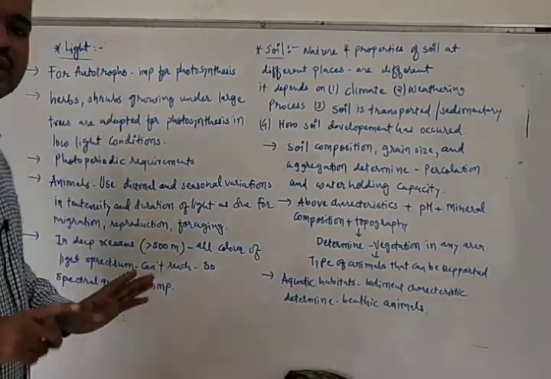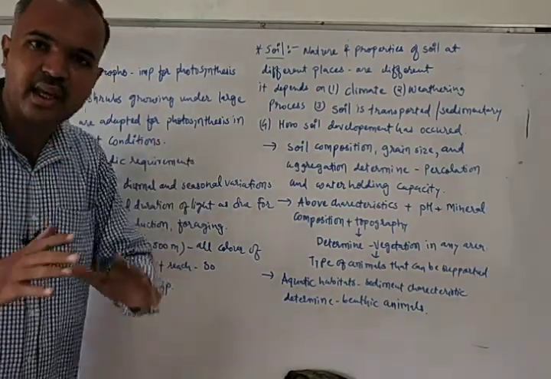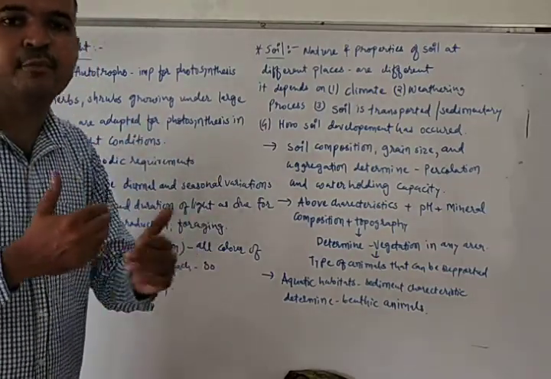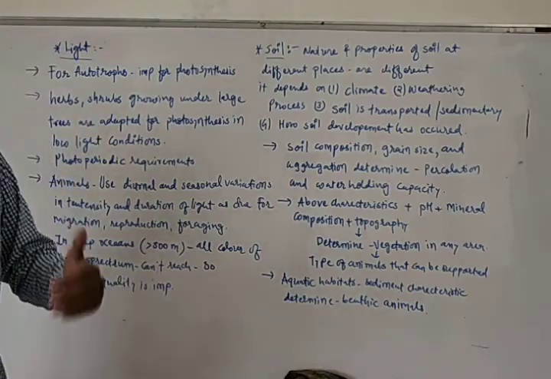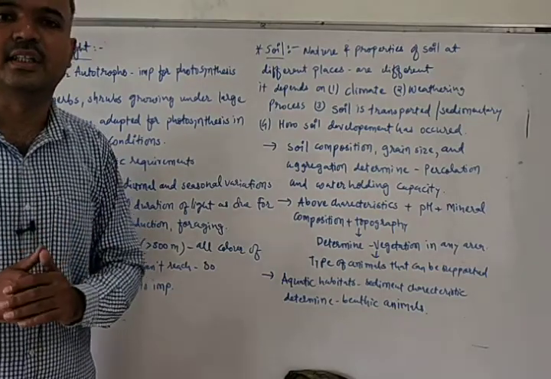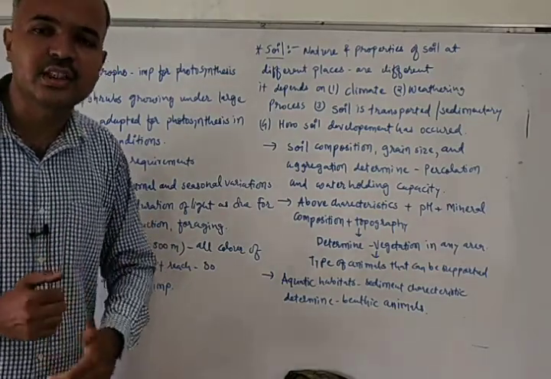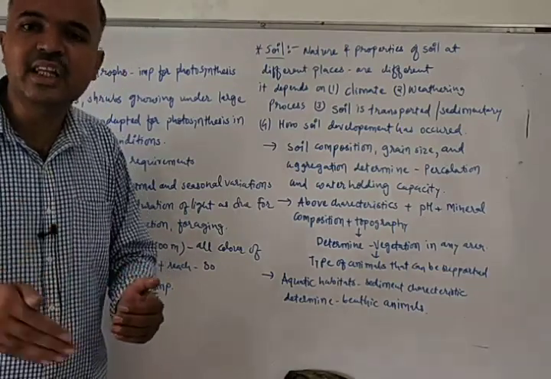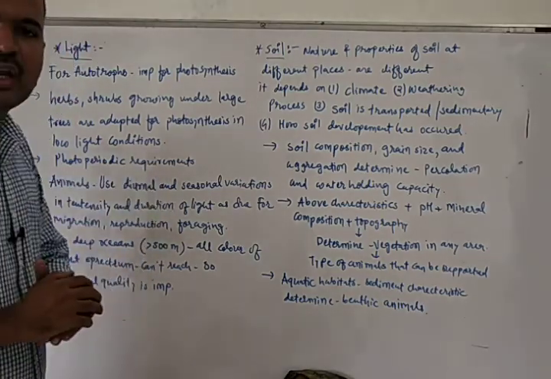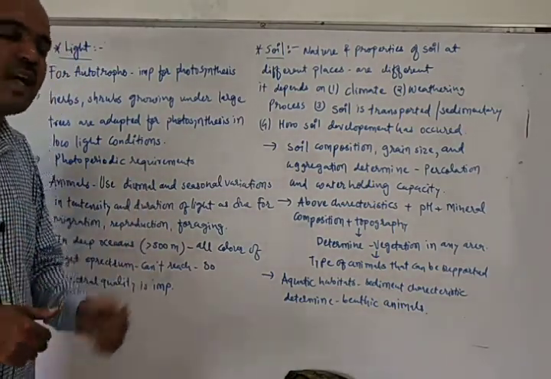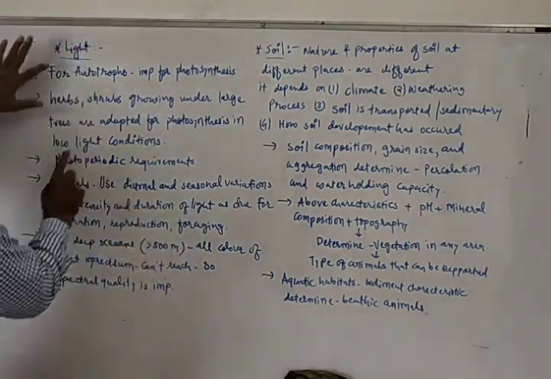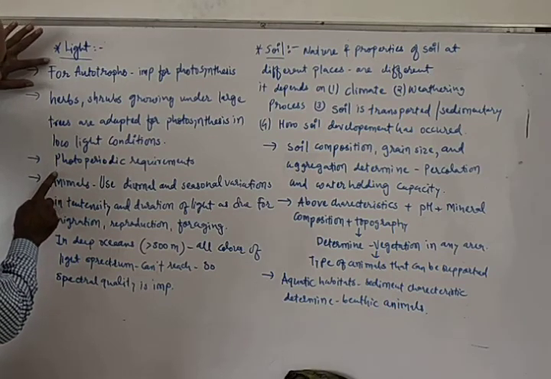In the first point we talked about autotrophs in general: for all autotrophs light is very important because they depend on light for photosynthesis. Then we talked about herbs and shrubs which grow under large canopy trees in tropical regions. They don't get enough light for photosynthesis, so they are adapted for photosynthesis even in low light conditions. And then we said that light is very important for photoperiodic requirements. If enough light is not there, then photoperiodic requirements are not fulfilled, and there will not be flowering. So these 3 points explain the importance of light for plants.